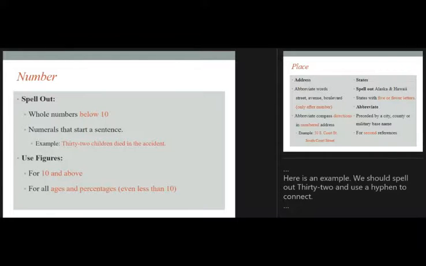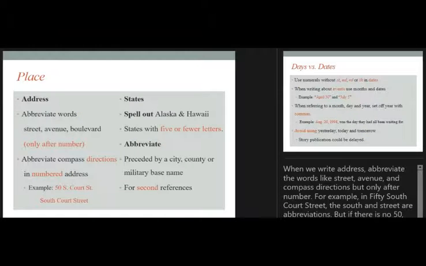Place. When we write address, abbreviate words like street, avenue, and directions only after a number. For example, in 50 South Corner Street, the South and street are abbreviations. But if there's no 50, we should spell out the words. And when writing states, we should spell out Alaska and Hawaii and the states with 5 or fewer letters, and spell out names of states unless preceded by a city, country, or military base name. And for second references, abbreviate all state names.